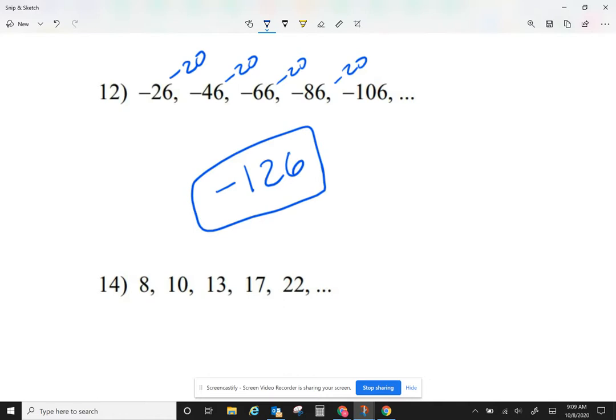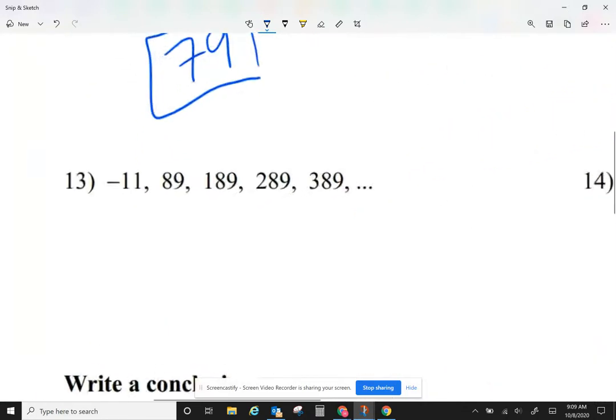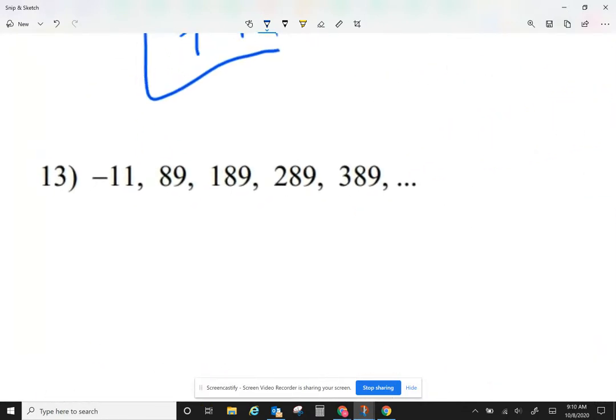Once again, for inductive, we're trying to look for patterns, repetitions. Let's take a look at question number 13. In order for negative 11 to become 89, in addition, I must add 100. For 89 to become 189, I must add 100 again. I add 100 again, and I add 100 again. So it seems like each time I'm adding 100. So in order for me to find the next number, let me go 389 plus 100, and I'm going to get 489.